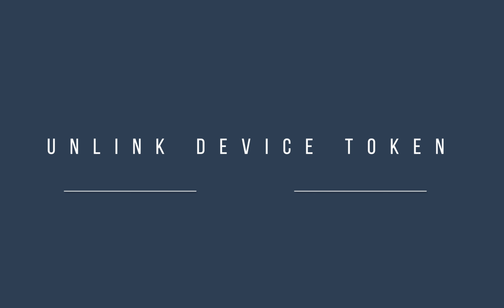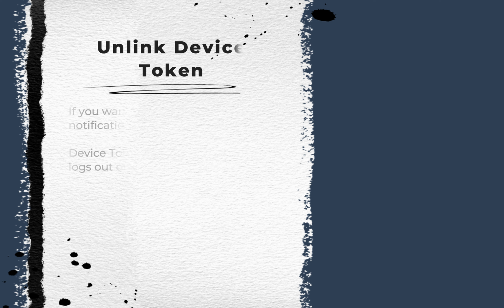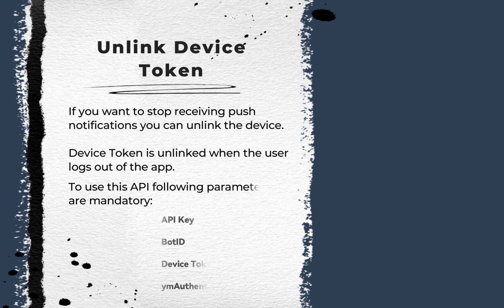Next, unlink device token. As we understood, in the registered device token we were registering the device token, whereas in the unlink device token, we are removing the device token so as to no longer receive push notifications. If you want to stop receiving push notifications, we can use that. For this, there are three mandatory parameters: API key, bot ID, and the device token.